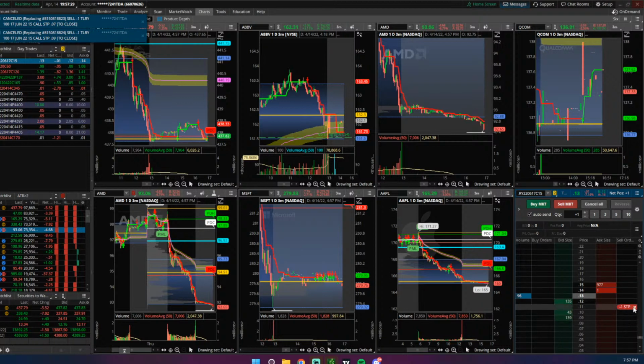And that's how I use trailing stop losses. TOS does have trailing stop losses, and so does Robinhood. Webull doesn't, but I use my own form of a trailing stop loss where I just manually drag my stop up as my contract value increases.